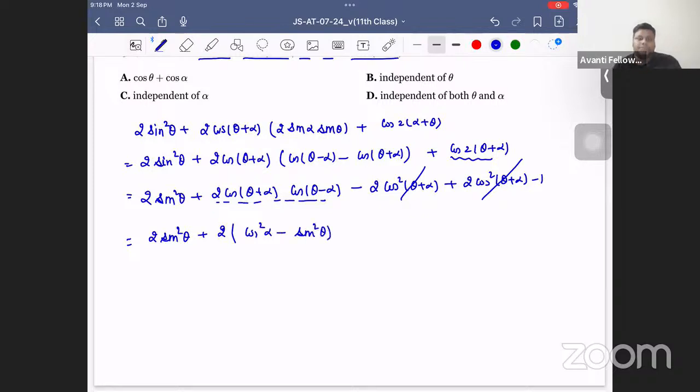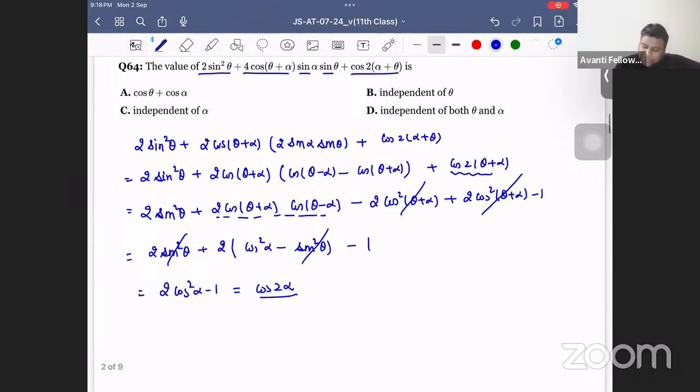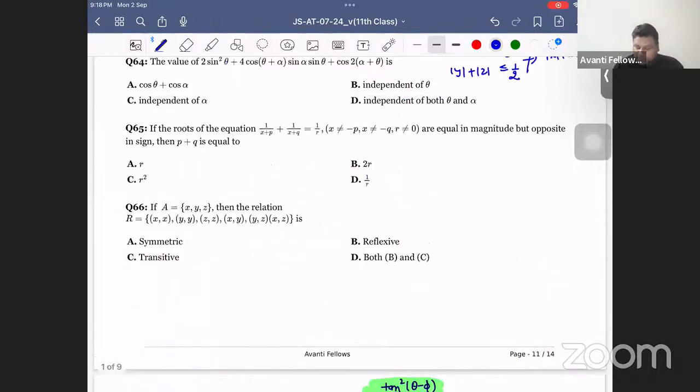Am I correct? Cos square alpha minus sin square theta, and there is a minus 1 separately. The sin square theta and sin square theta cancel. You get 2 cos square alpha minus 1, which is cos 2 alpha. So very easily we can say that the expression is independent of theta. All right, so it was an undoubtedly good question.